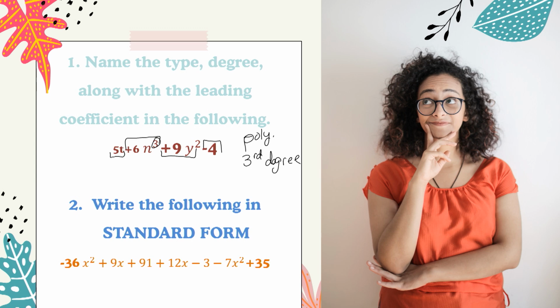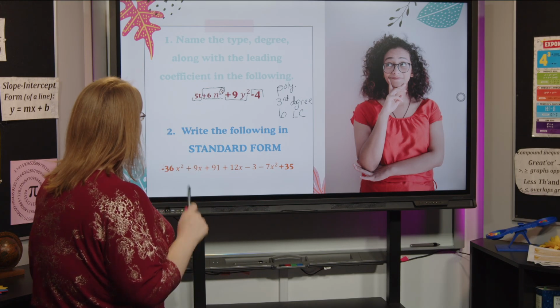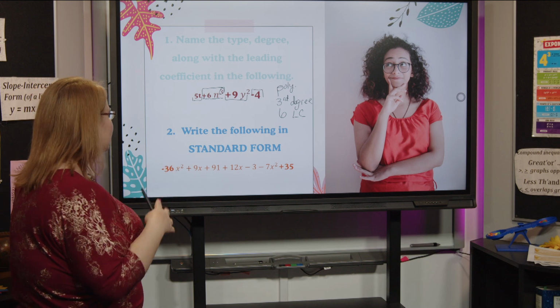All right, so what is my leading coefficient? Well, this would be my leading term. So my leading coefficient would be a 6. That would be my leading coefficient. Good job. Number 2, it says write the following in standard form.